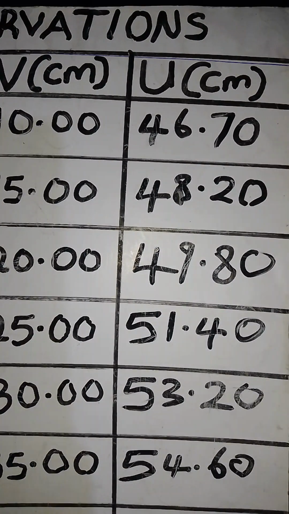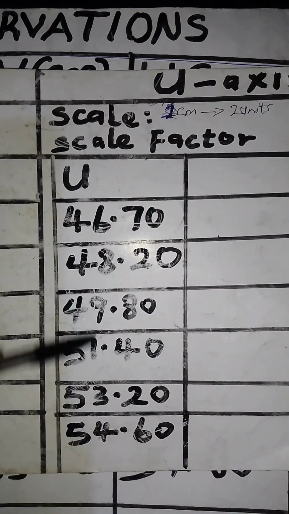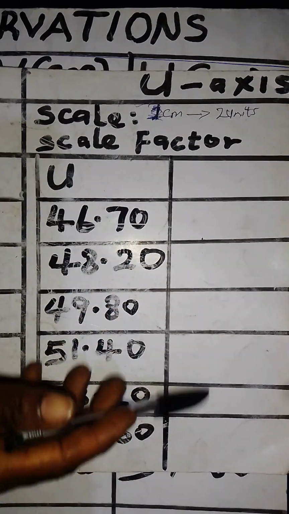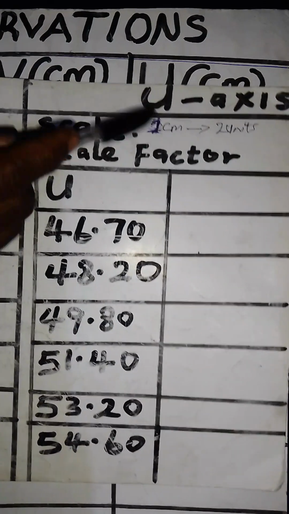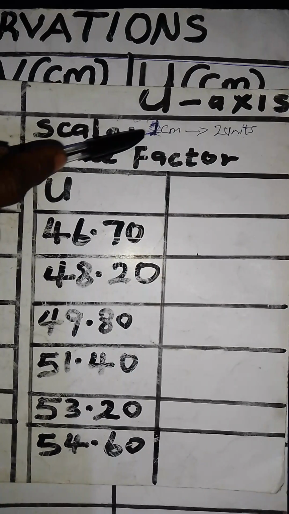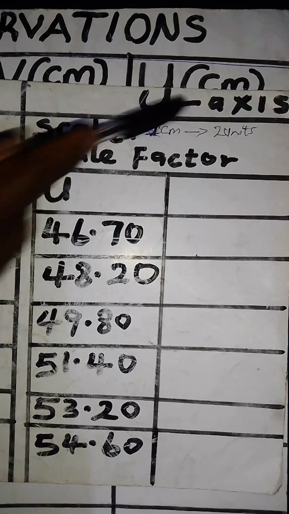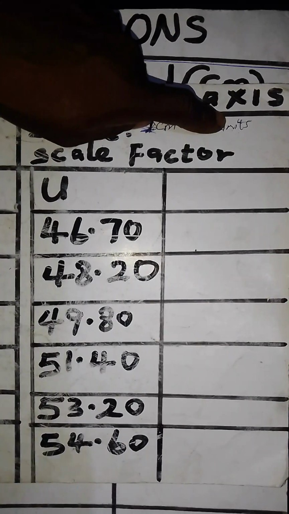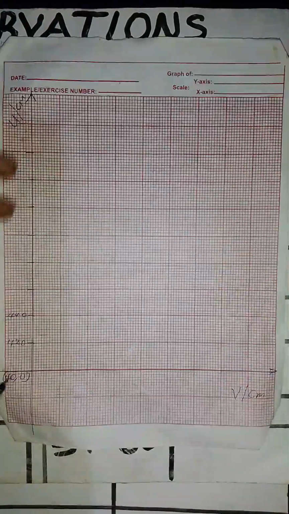Now this is what we have converted the values to. We are going to convert them to different units, depending on the number of scales. So first get the scale. The scale we are going to use here is 2 cm to 2 units. Let's get the scale first. Once we have 2 cm to 2 units, from our graph, this is the graph we are going to use.